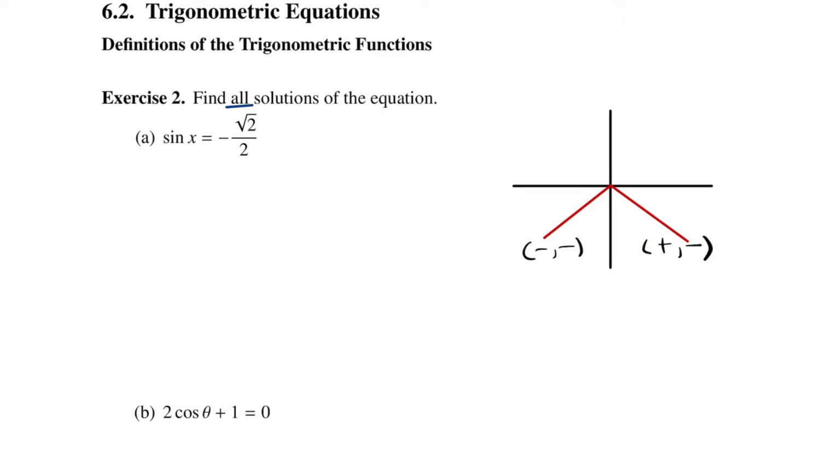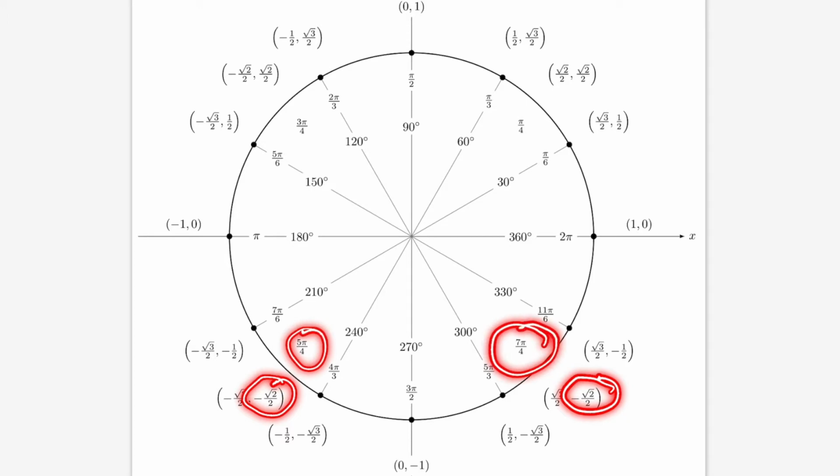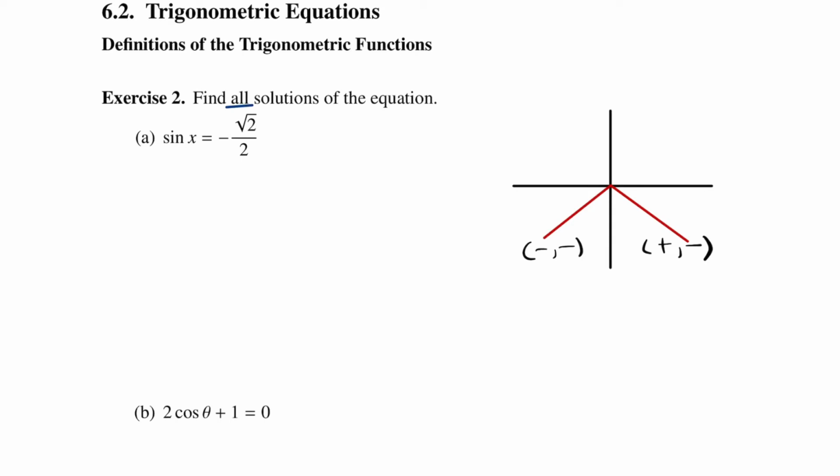Now let's look at a unit circle and find the angles that have a sine, or y-coordinate, of negative radical 2 over 2. Since they don't specify, you can choose degrees or radians. I personally like radians, so I'm going to go with radians. I found them here: 5/4 pi and 7/4 pi. Those are the two solutions. So x equals 5/4 pi, and x also equals 7/4 pi.